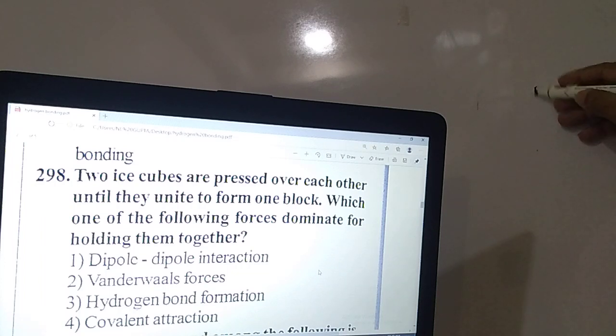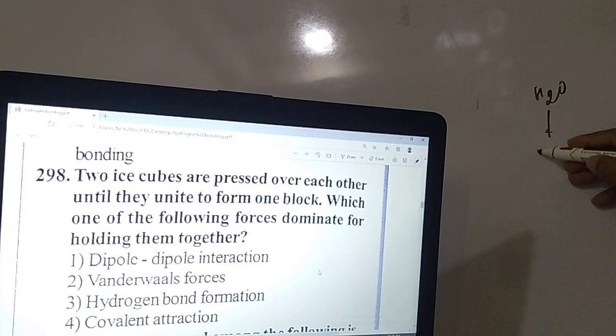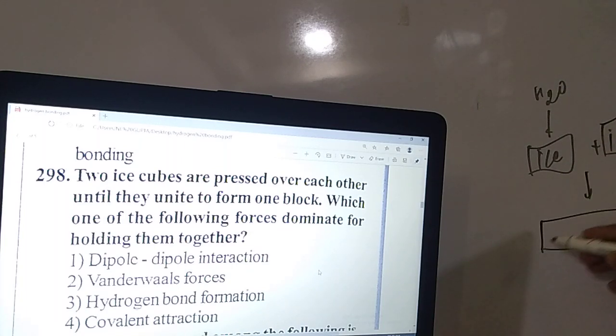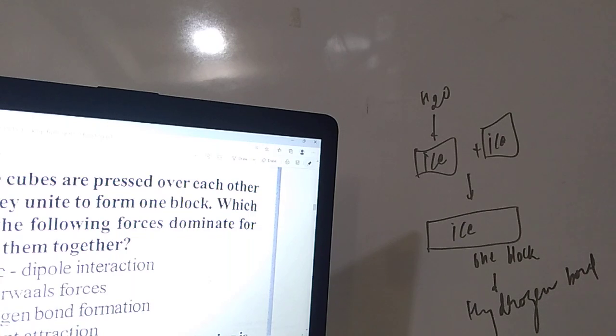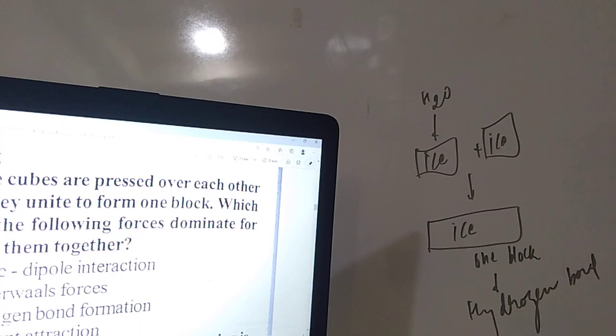H2O is there, and they are saying you are converting ice cubes. Two ice cubes are there, one cube like this and one other ice cube like this, and you are pressing them to form one block. So what holds the block together? It is happening by hydrogen bonding and nothing else. With the help of hydrogen bonding, you can unite two ice cubes to form one ice cube.